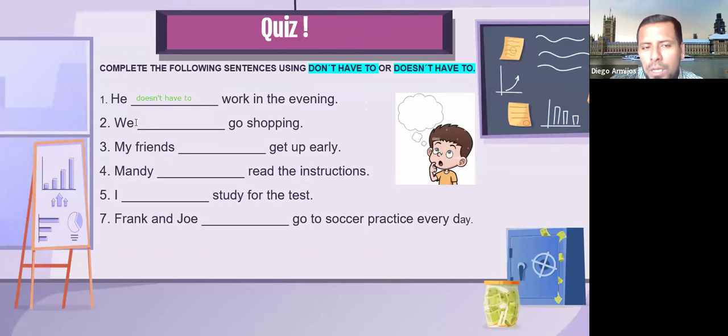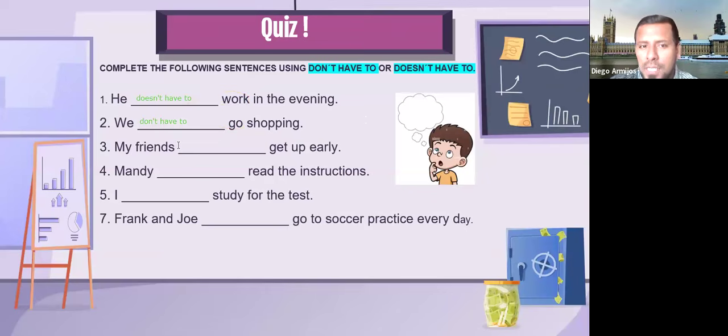What about this? We don't have to go shopping or we doesn't have to go shopping? What do you think, guys? Huh? In this case, we're going to use don't. Don't have to go shopping. Okay, as you can see here, guys, don't forget when you have the to, the next word is going to be in the base form. In this case, the verb. Okay, the verb is going to be in the base form.